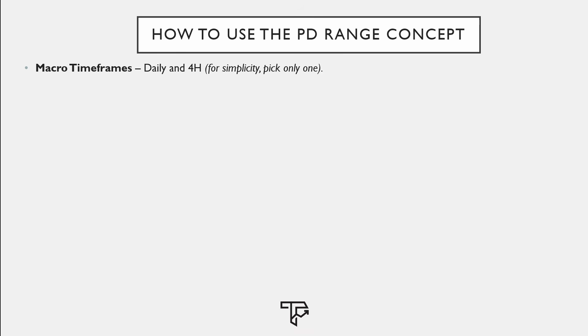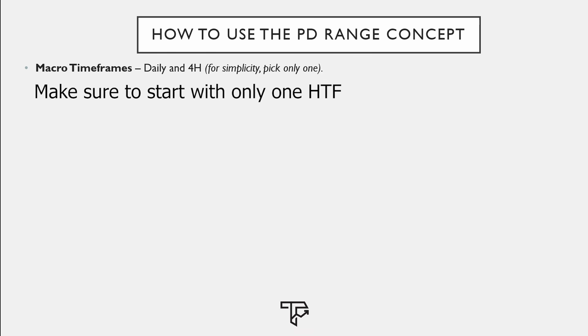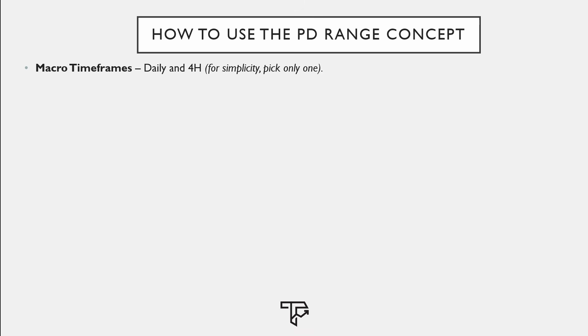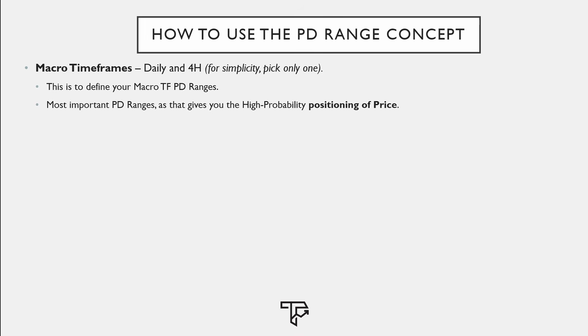For me, I use the daily and the hourly time frame to draw macro time frame PD ranges. However, for simplicity purposes, make sure to pick only one. At least for starters, pick one, and I would suggest you pick the hourly time frame, because it's a very good balance between being a higher time frame but also offering you the most recent sentiment of the market. So that is pretty much to define your macro time frame PD ranges, and those are going to be your most important PD ranges, because that is going to give you the high probability positioning of price.